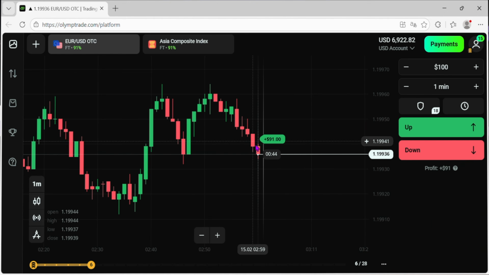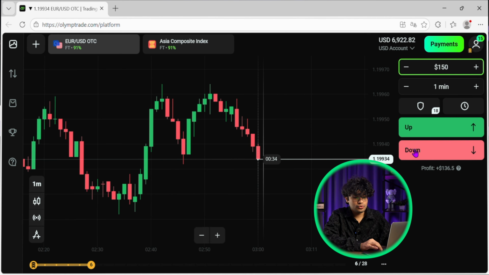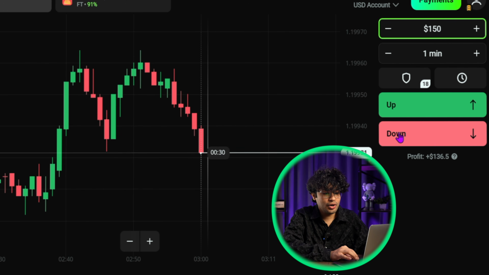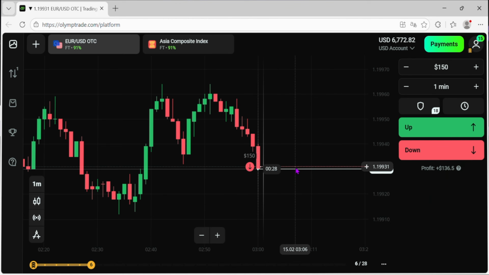The trade closed in profit. First win logged, plus $91. Good. Now I need to check, does the move down stay intact or does it start breaking? Trade number 2, $150 down. I increase the amount to $150 and enter down again.